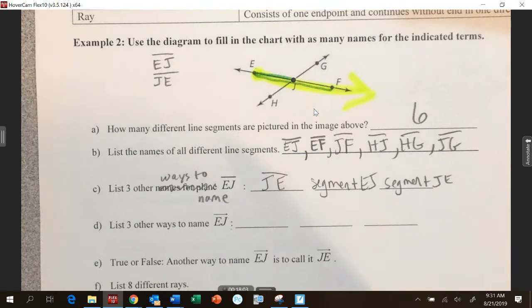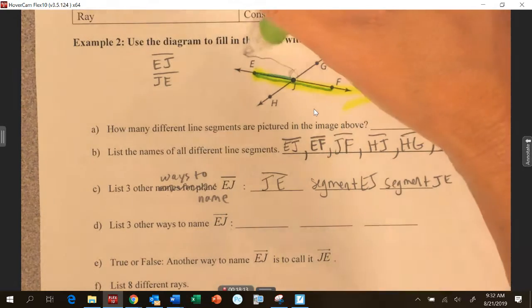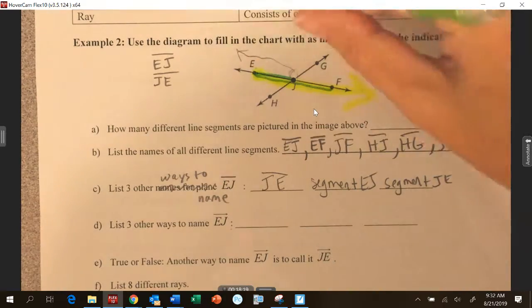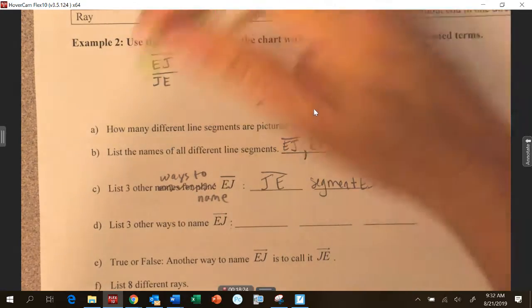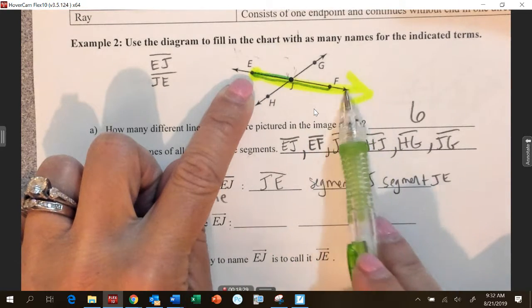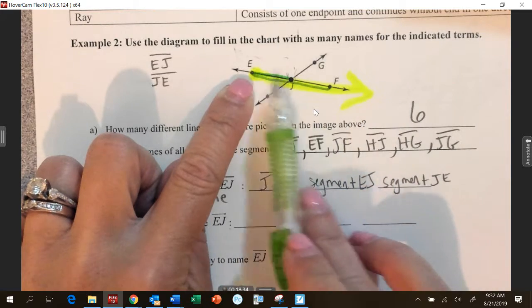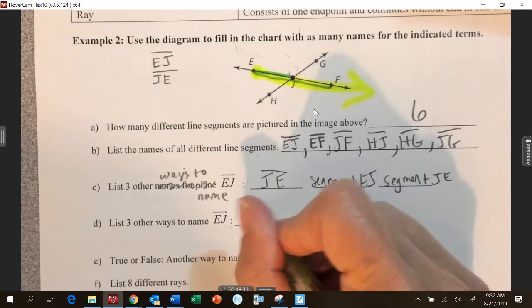Okay, so if I do that with a ray though, that means I'm starting at J and going this way. See how that's going to be a different ray? James. EF with a symbol. Okay, so you see how James said E, F. The ray is still passing through that point F. It doesn't matter if I say J or F, as long as I start with E. So EF is a good answer with the symbol.